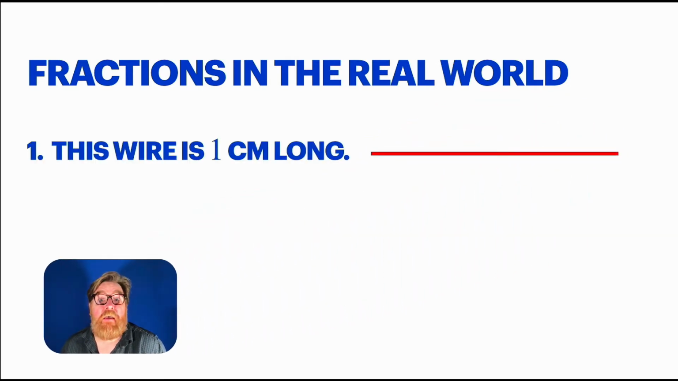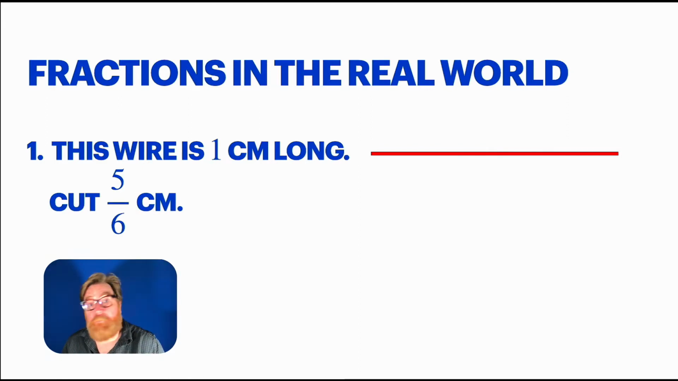Let's do some. This wire is 1 centimeter long, and let's say you want to cut a little piece that's 5/6 centimeters long. Well, just like we did with the fraction bars a second ago, we're going to do the same thing with this little piece of wire. Let's take it and we're going to split it. I'm going to put little ends on it just for my own benefit. We need to split this 1 centimeter long piece into 6 equal pieces, right? The best way for me to do that, I'm going to split it into 3 equal pieces and then cut each of those into 2 equal pieces. Now we've got 6.